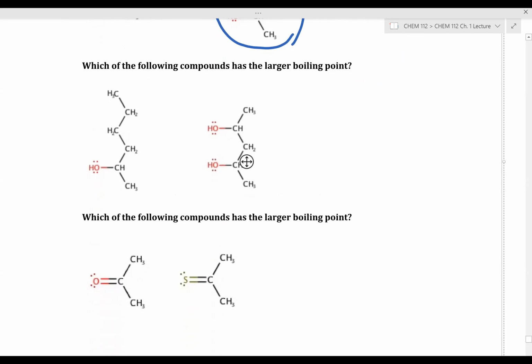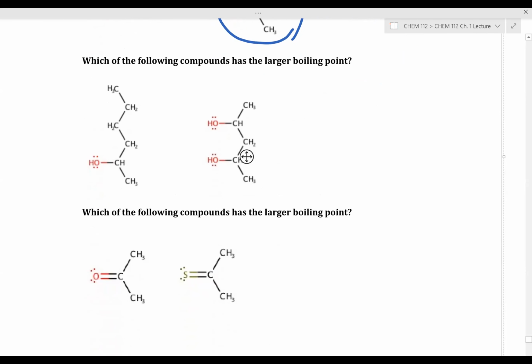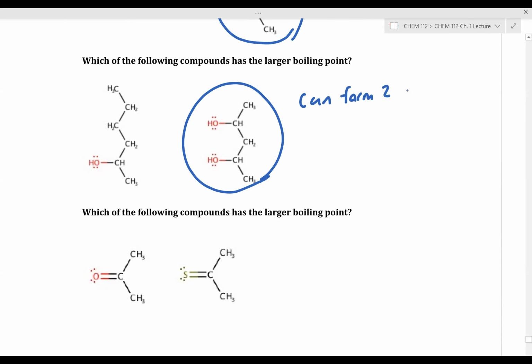Okay, let's look at these next 2 examples. So starting off, we have a structure with 1 alcohol and a structure with 2 alcohols. Which of these structures can form more hydrogen bonds? The one on the right, right? So strictly counting, this structure can form 2 hydrogen bonds, and as a result, it has stronger intermolecular forces and a larger boiling point. Does that make sense to everyone?